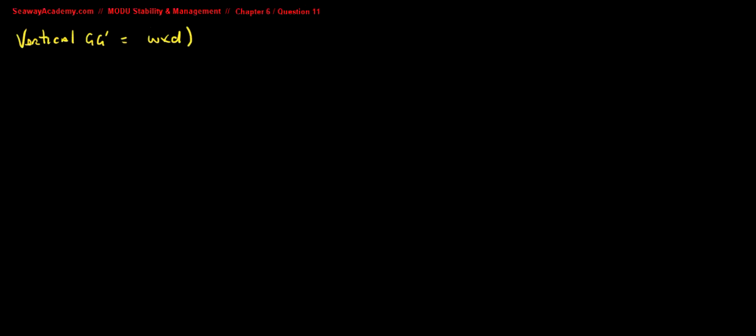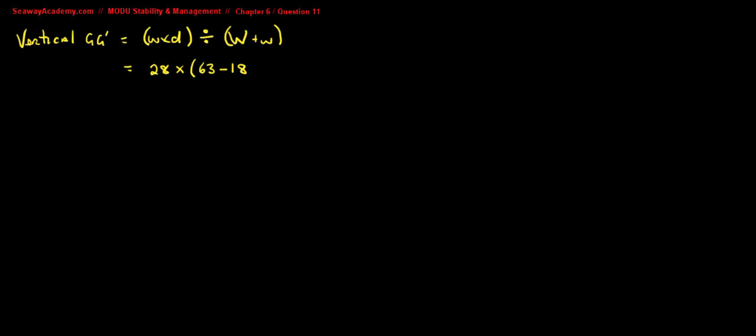So for a vertical shift of G, your formula is G to G1 equals the weight times the distance, and that distance is in relation to the center of gravity of the vessel, divided by the displacement plus the weight. So the weight is 28. We told you the boom tip was at 63, and the KG of the vessel is 18. So it's 63 minus 18, that's your D.